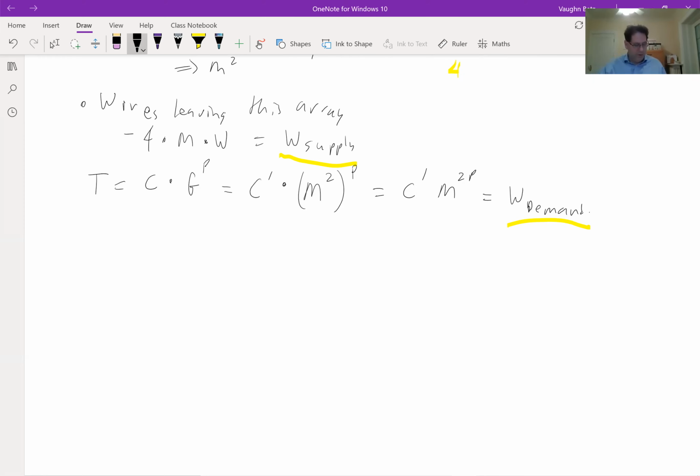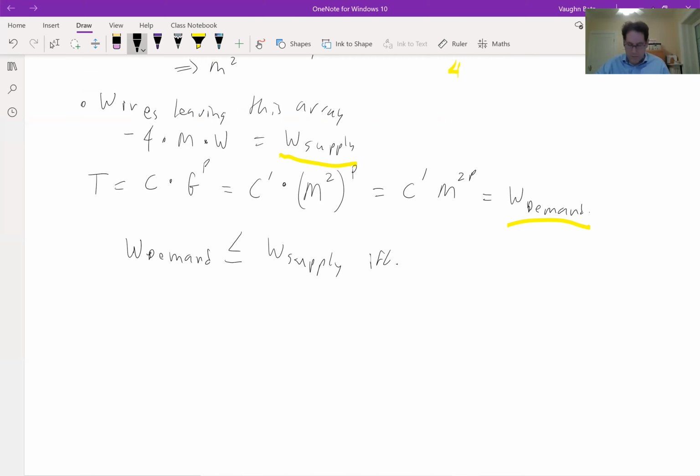And to successfully route, we need W demand, what the circuit needs and wants, to be less than W supply, what the actual FPGA provides. Otherwise, your CAD tools are going to say, I can't route it. I ran out of wiring. Life will be hard. Okay, so we want W demand to be less than W supply.